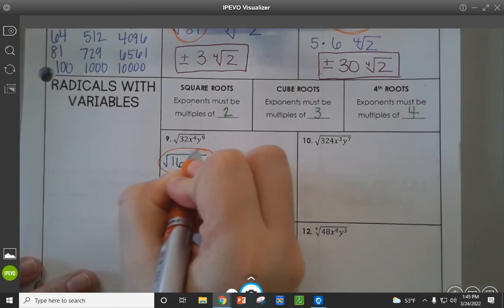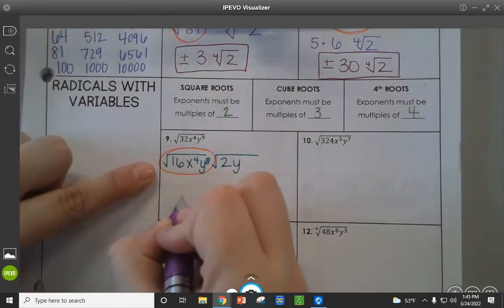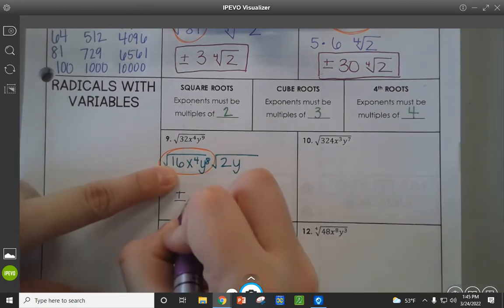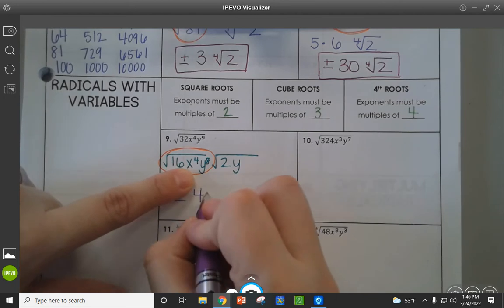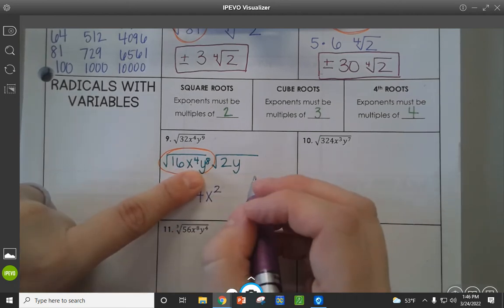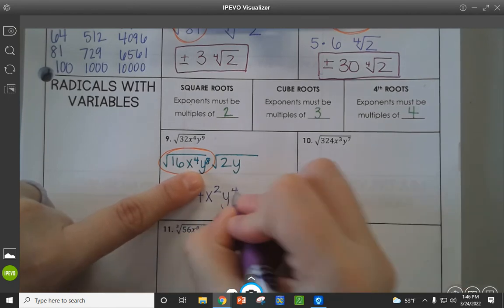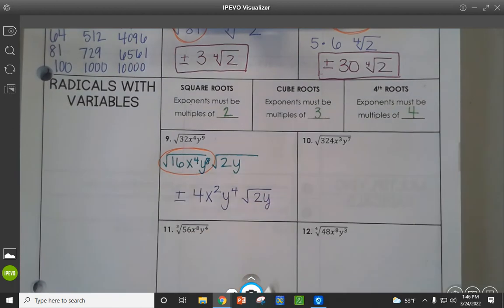So this side, those are my perfect squares. What's the square root of 16? Square root of x to the 4th? Square root of y to the 8th? Y to the 4th. Remember, we're dividing by 2. And then we have the square root of 2y left over.